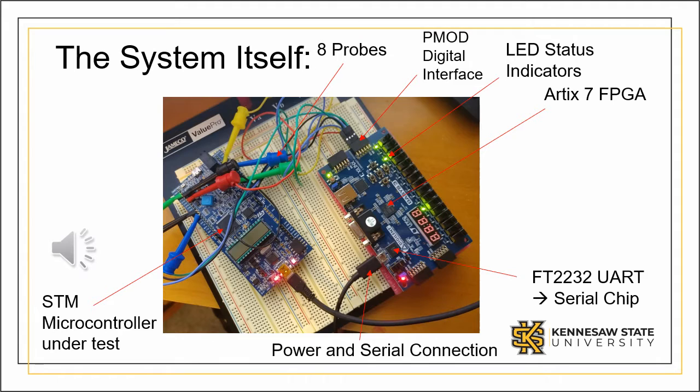The FPGA serves as the logic analyzer. The power and serial connection is used to send the data over to the computer, which then uses the GUI to represent the information that will be discussed in the later slides. The LEDs serve as a way to indicate the logic analyzer is performing certain functions. Then the probes are being used to trigger channels.